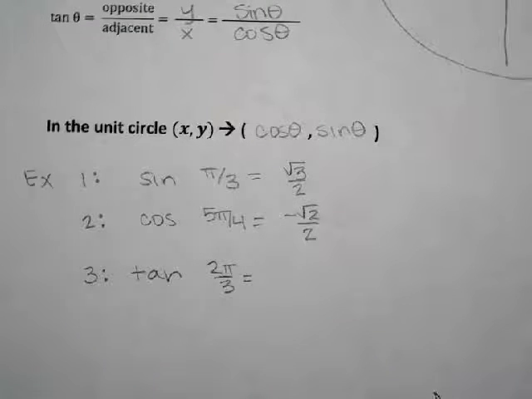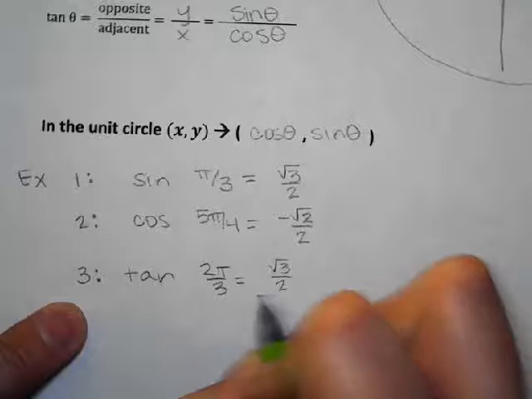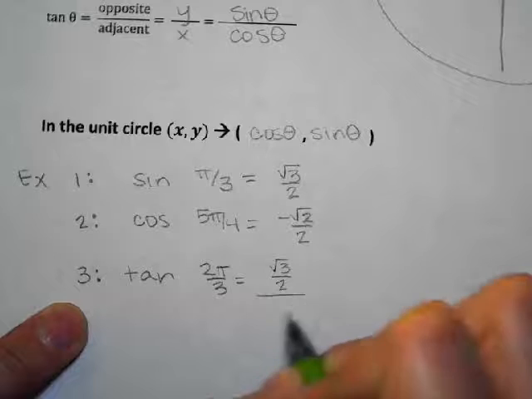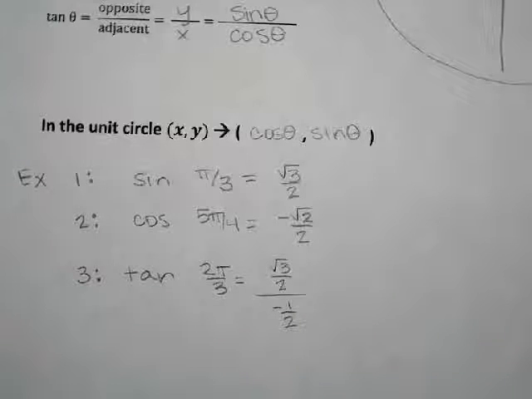And how do you divide two fractions? Keep, change, flip, right? Keep it, change it, flip it. So we're going to say we've got root 3 over 2 times negative 2 over 1. Would you guys agree with that? Now what happens with the 2's? They cancel. The 2's are going to cancel.